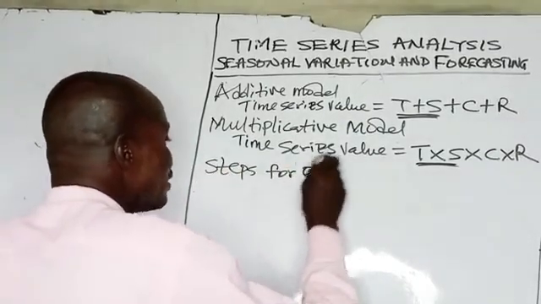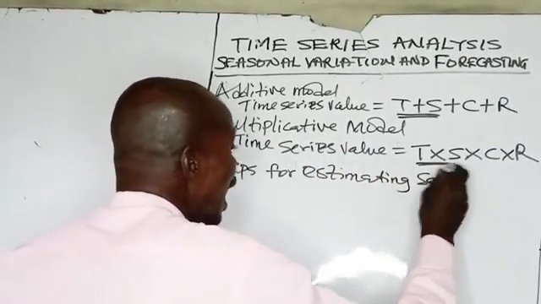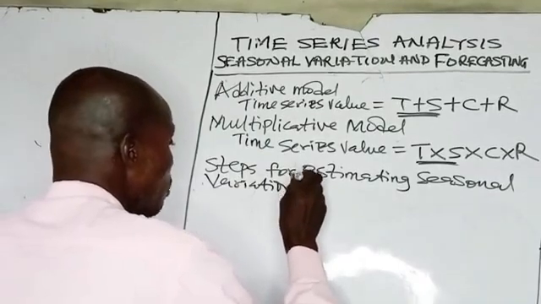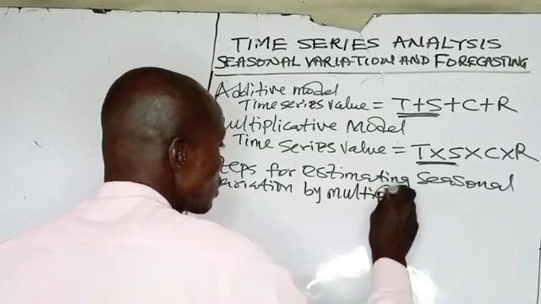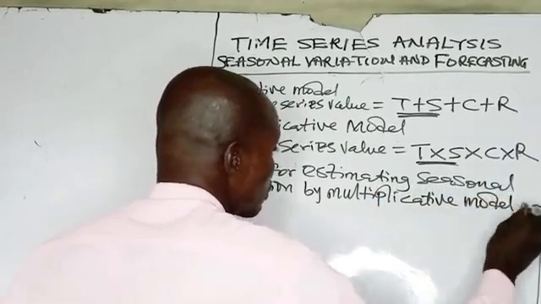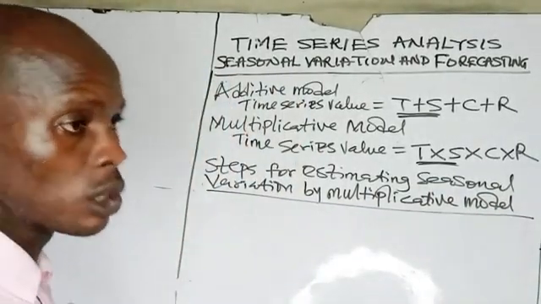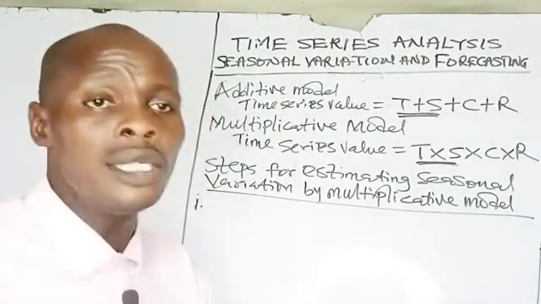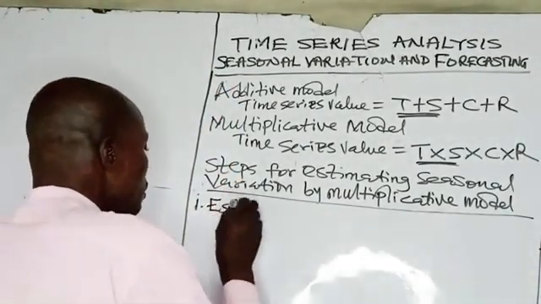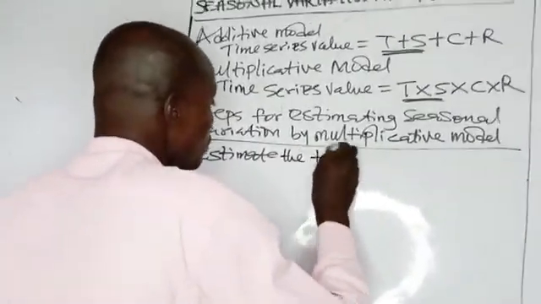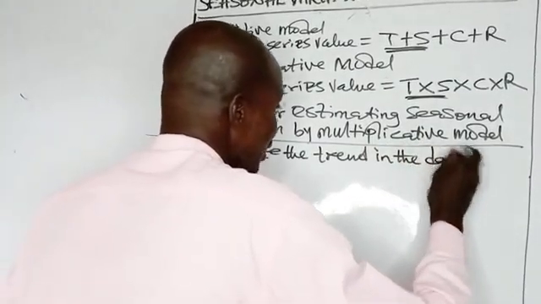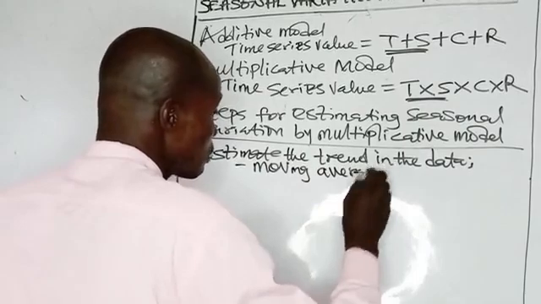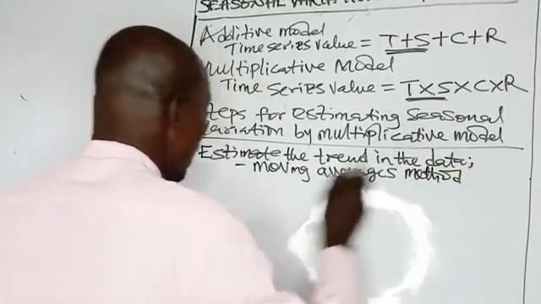For estimating seasonal variation by the multiplicative model, when you are using the multiplicative model, what are the steps? Step number one, estimate the trend in the data. I've told you you can estimate the trend by the moving averages method, or by the regression method.